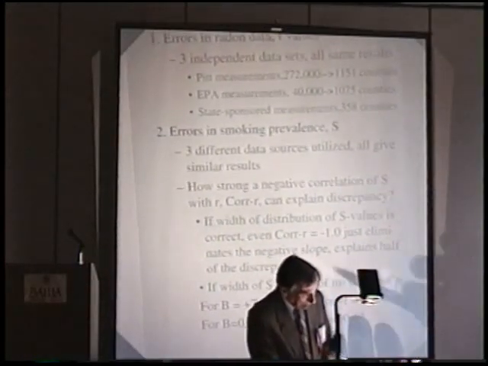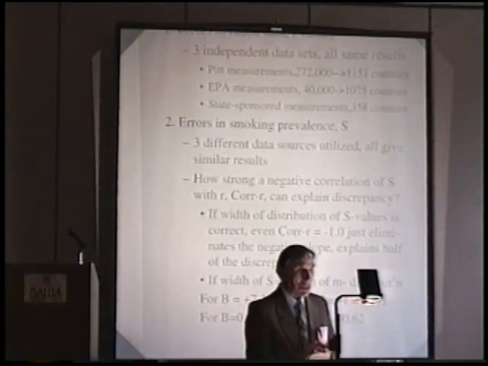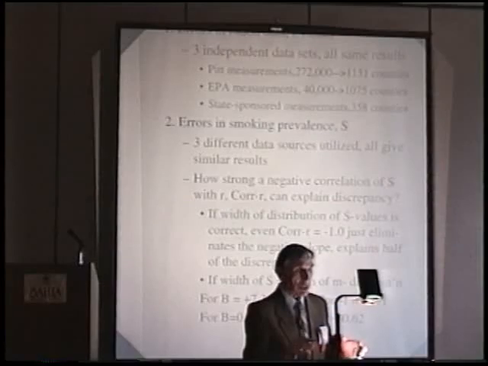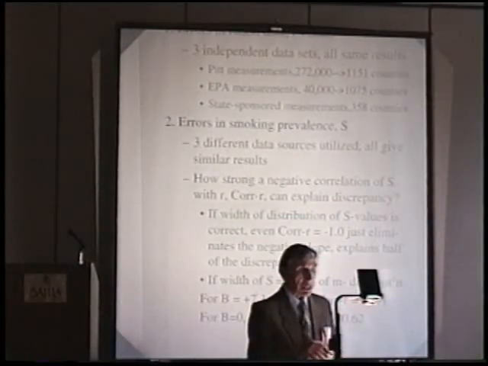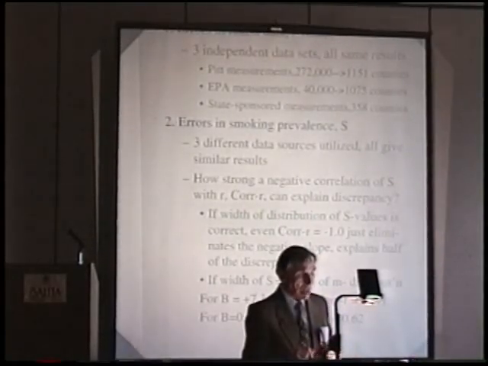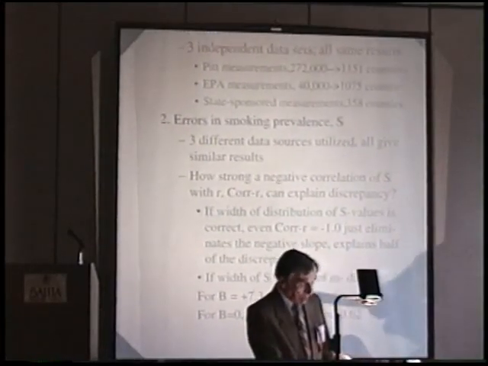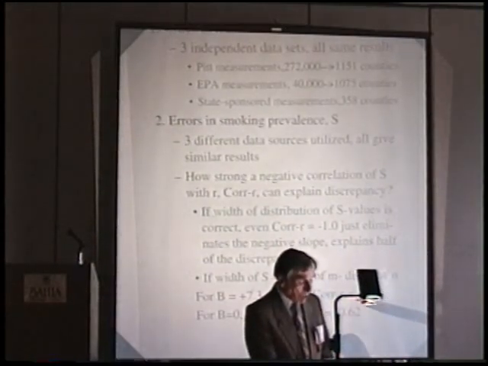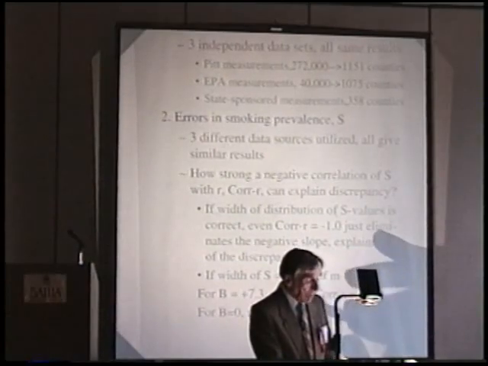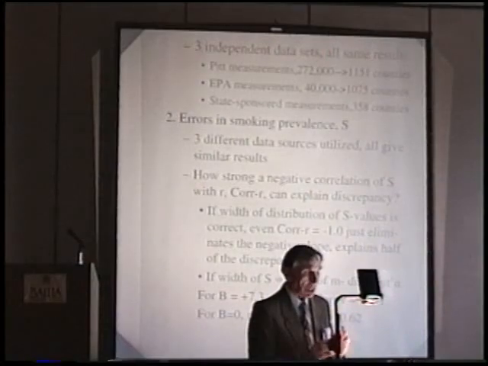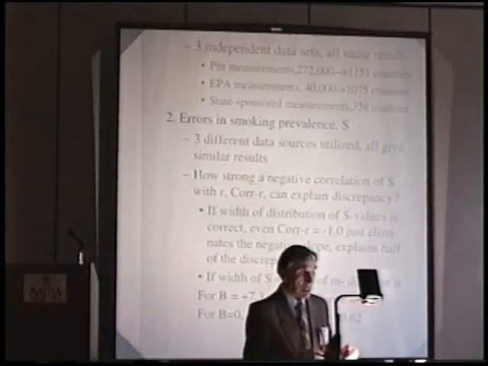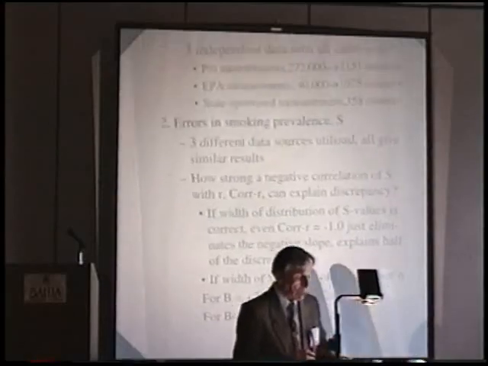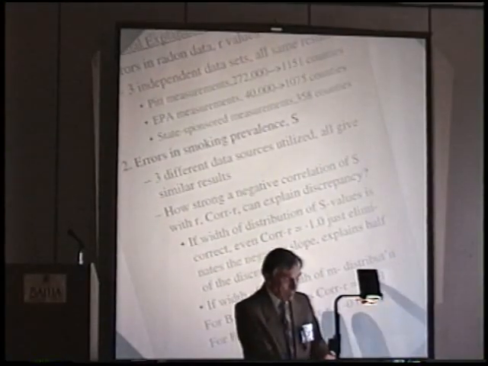So that looked pretty bad. However, it turns out that if you assume that the width of the distribution of smoking prevalences was much wider than our best estimates, then you can explain the discrepancy if you assume an almost perfect correlation between radon and smoking. That is, assume that the highest radon counties have the least smoking and the lowest radon counties have the most smoking, with an almost perfect correlation. The correlation would have to be minus 0.91.